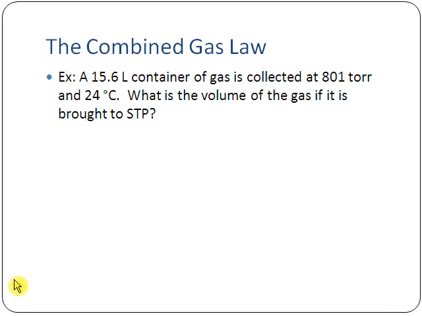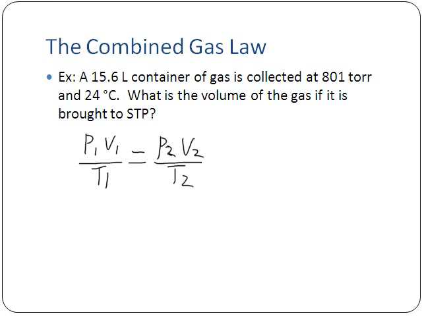And so basically what we're going to do in this case is we first want to write out our combined gas law. The combined gas law says this: P1 times V1 over T1 is going to be equal to P2 times V2 over T2.